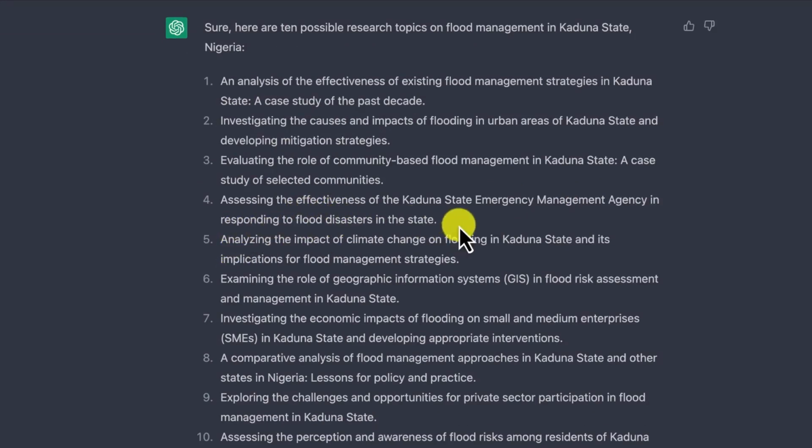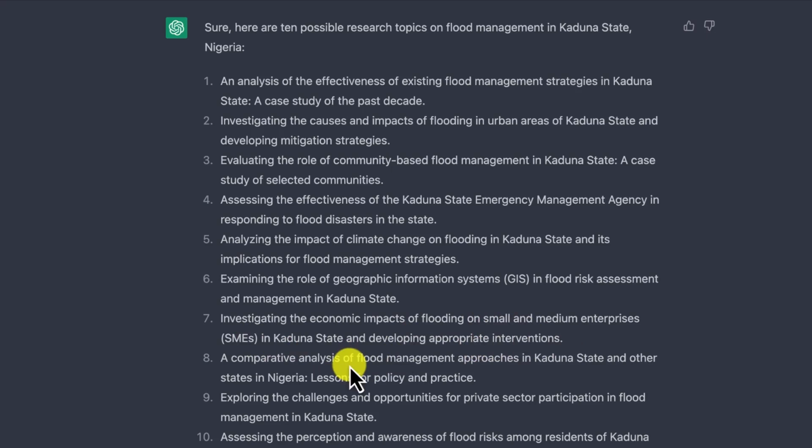And then assessing the effectiveness of the Kaduna State Emergency Management Agency in responding to flood disasters in the state. Okay, analyzing the impact of climate change on flooding in Kaduna State and its implications for flood management strategies. And then we have this, examining the role of Geographic Information Systems, GIS, in flood risk assessment and management in Kaduna State. And then we have investigating the economic impacts of flooding on small and medium enterprises in Kaduna State and developing appropriate interventions.